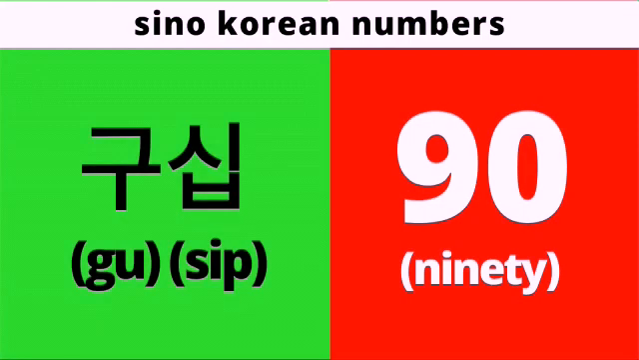Next is 90. The Sino-Korean translation of this is gu ship. Gu means 9 and ship means 10. And this combined is the same as saying 9 sets of 10. So 9 times 10 is equal to 90.